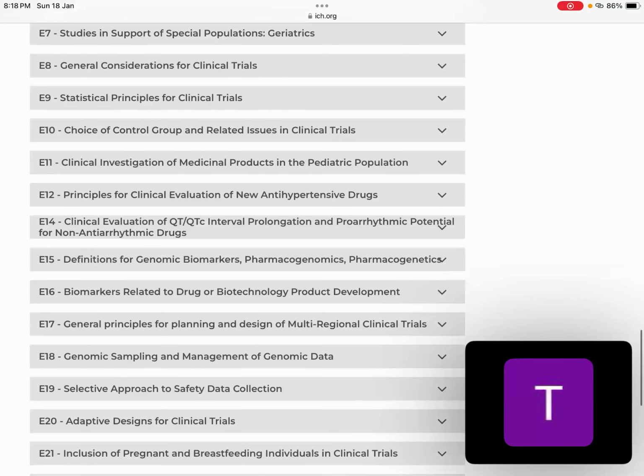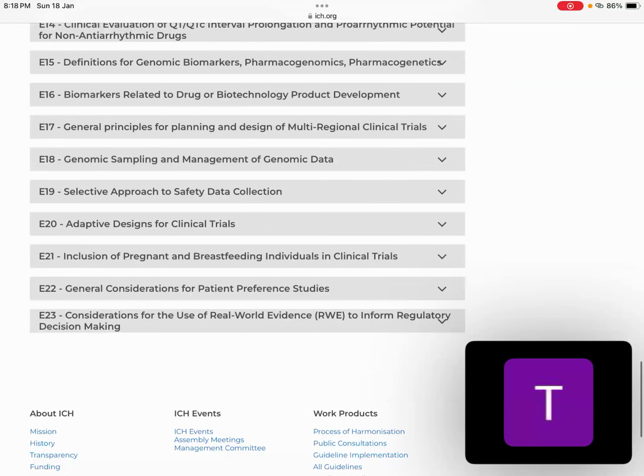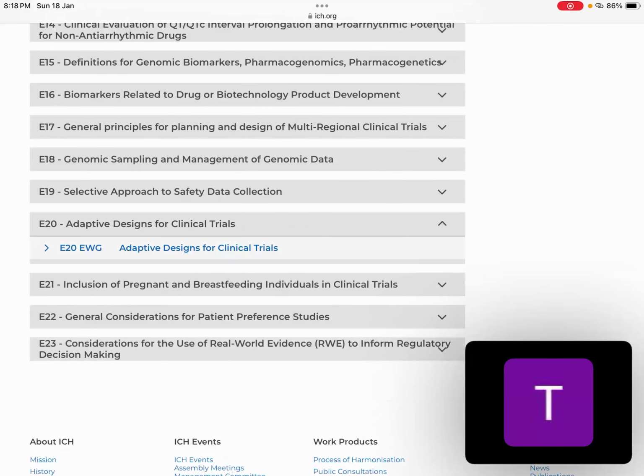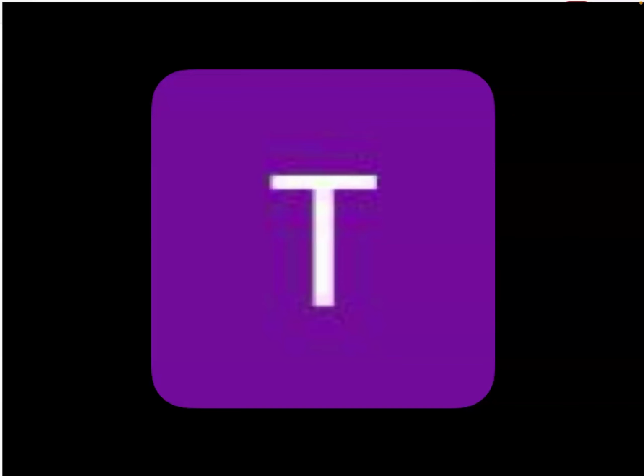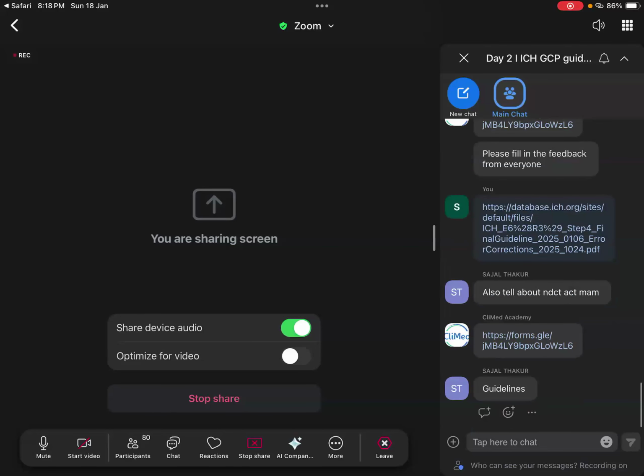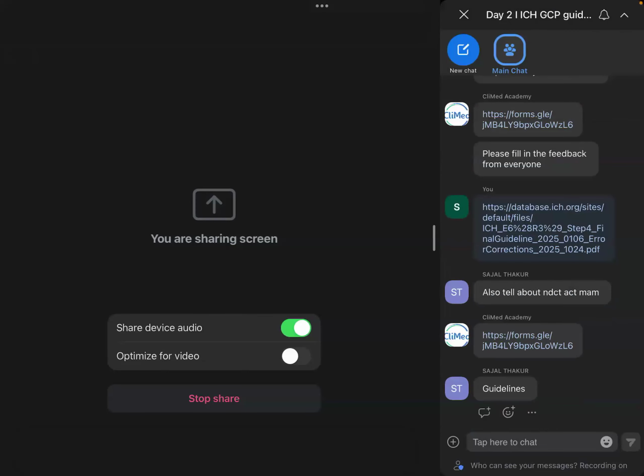Even this is quite popular these days: adaptive designs for clinical trials. Now it is gaining a lot of popularity. For interest, you can read. Okay, somebody is saying something. Says yes, these are known as guidelines only. They are not acts.